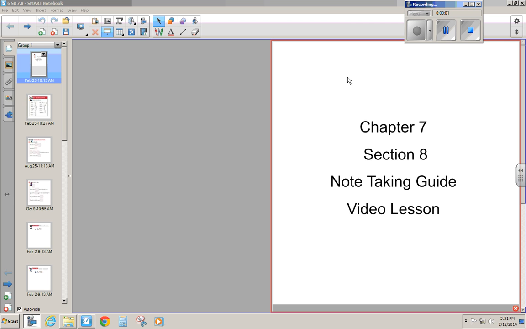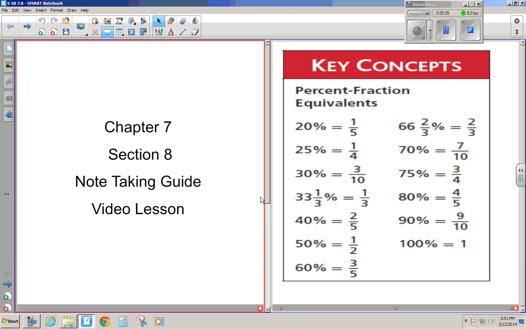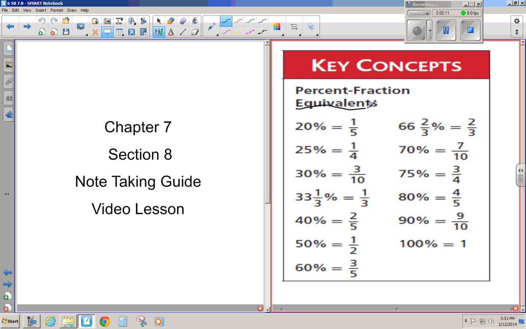Welcome to Chapter 7, Section 8, Estimating with Percents. To begin with, you need to make sure you know these equivalent percent fractions, okay? 20%, 1/5, 25%, 1/4, 30%, and so on. All right, it goes all the way down. These are some main percentages.